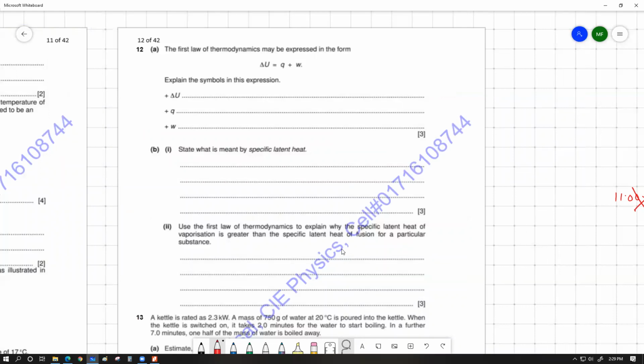marks. In number 2, it says use the first law of thermodynamics to explain why the specific latent heat of vaporization is greater than the specific latent heat of fusion for a particular substance. So, important information. Have a look. Why the specific latent heat of vaporization is greater than the specific latent heat of fusion for a particular substance.